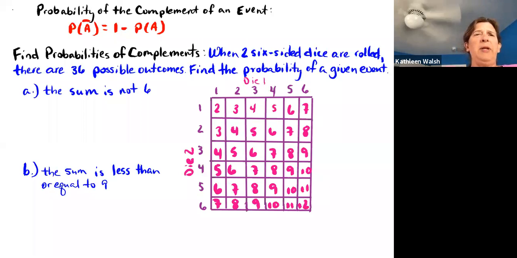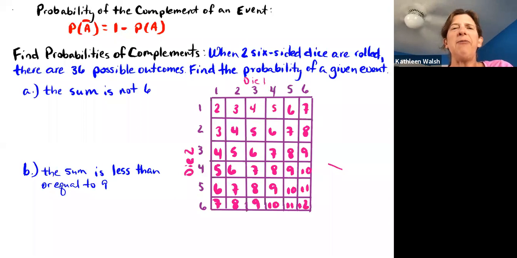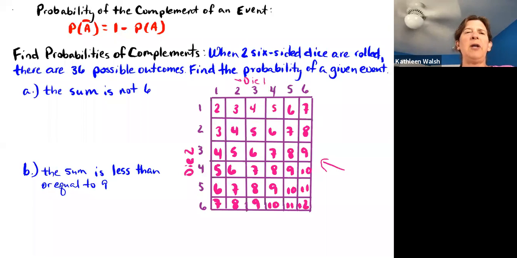Probabilities of complements. When two six-sided dice are rolled, there are 36 possible outcomes. Find the probability of a given event. Right here, I have filled in a chart where two dice are rolled. On the top horizontal bar, I have die 1, and on the vertical bar, I have die 2. It's a six-sided die, which means that there are 6 numbers on the die, and I've labeled each column and each row.